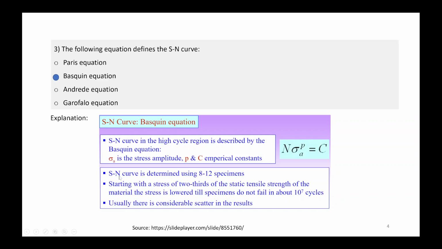Now S-N curve is determined using 8 to 12 specimens. We take multiple specimens and we vary the stress amplitude, and depending on that, the number of failure cycles changes. So using that, you can draw your S-N curve.